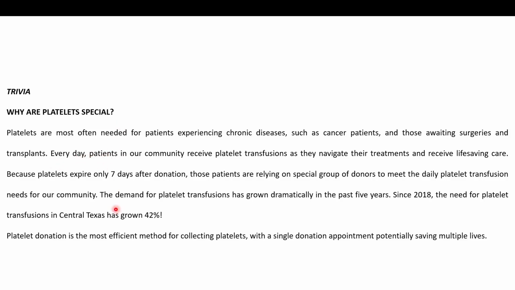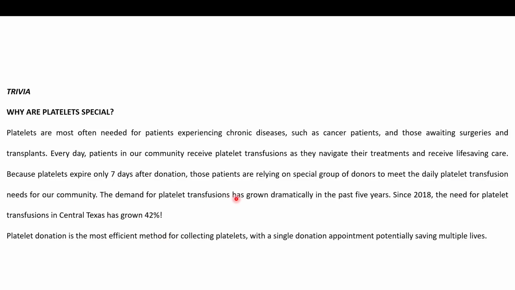Everyday patients. So this is actually completely taken from a report from Texas. Okay. So there they report that everyday patients in their community receive platelet transfusions as they navigate their treatments and receive life-saving care. Because platelets expire only 7 days after donation, those patients are relying on a special group of donors to meet the daily platelet transfusion needs for their community.